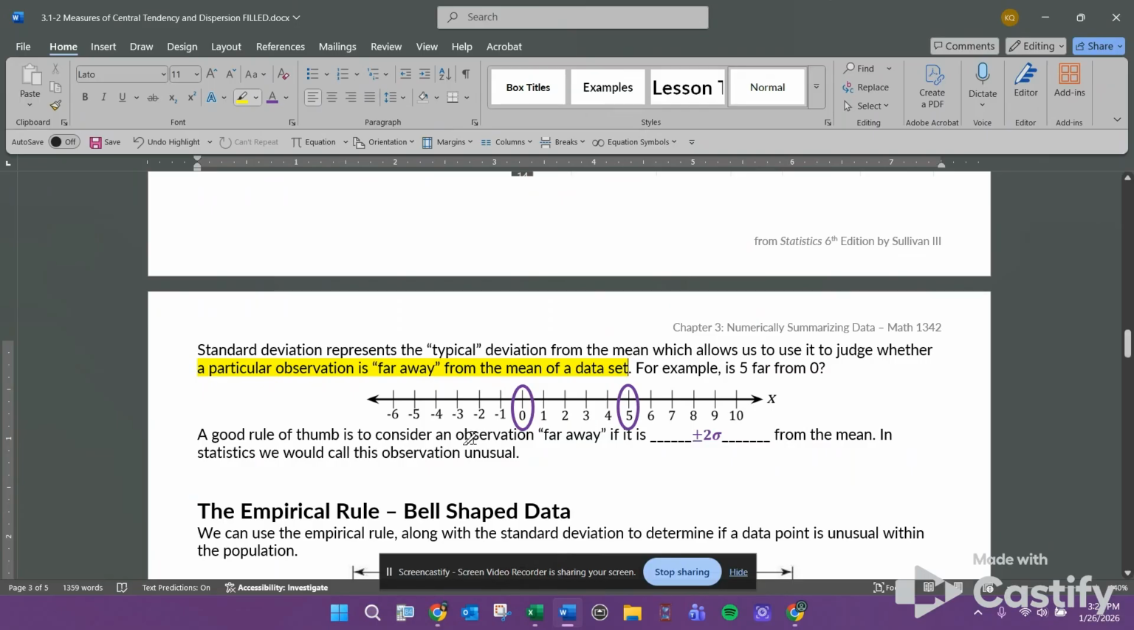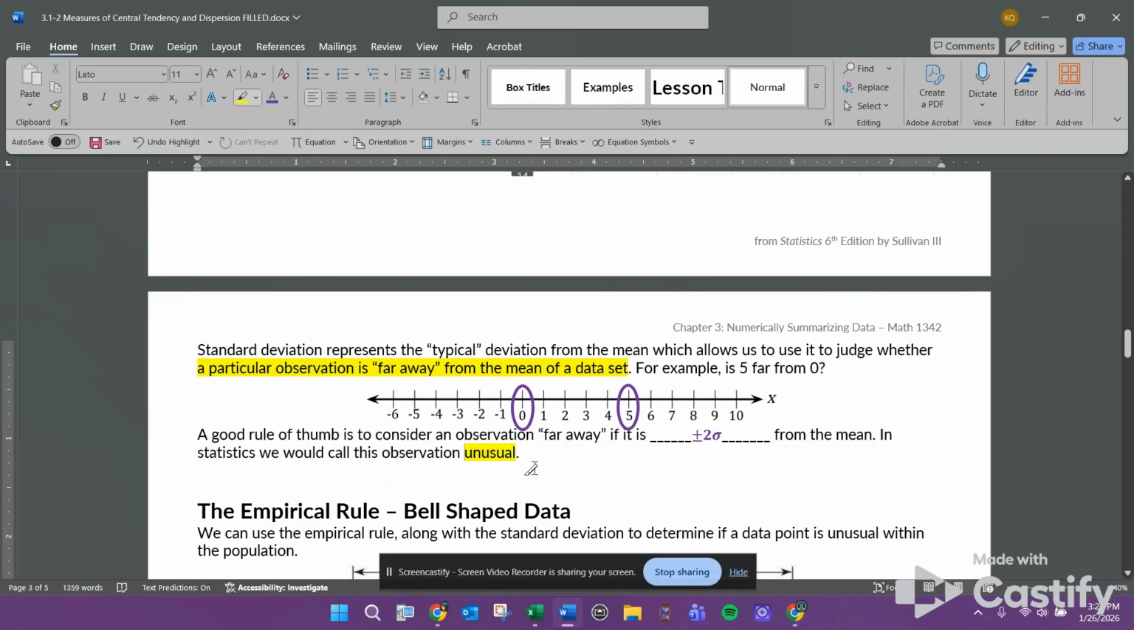So a good rule of thumb is to consider an observation far away if it is 2 or more standard deviations above or below the mean. Meaning, if it is more than 2 away and above it, or more than 2 away and below it, we would call that far away from the mean of the data. In statistics, we are going to call that observation unusual.